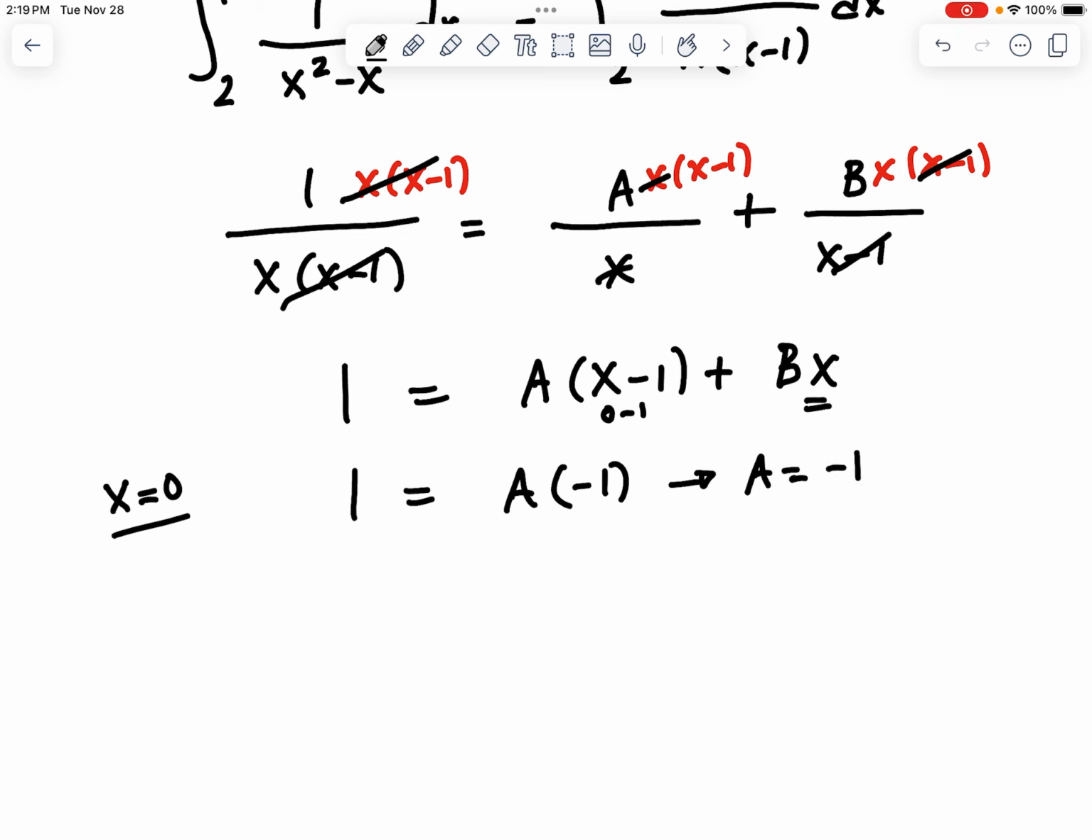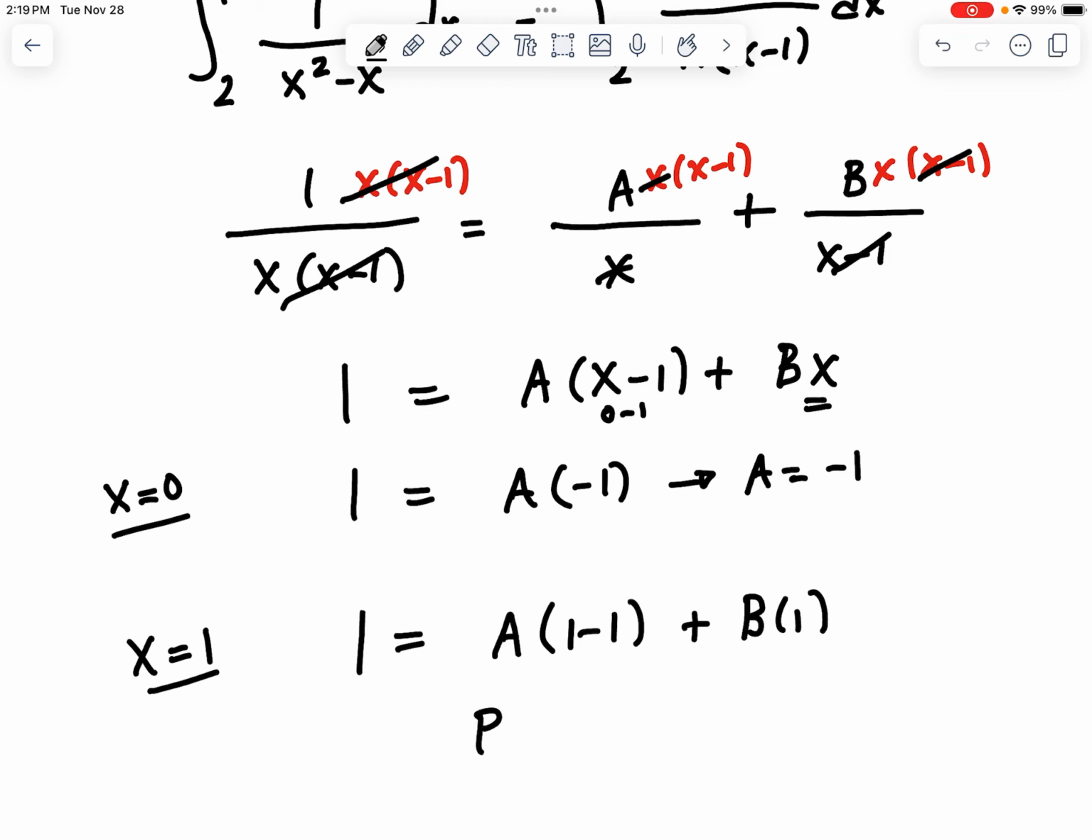And then go back to that equation and substitute, let's say x equals 1. Then we would have a times 1 minus 1, and then we would have b times 1. So once we simplify that, that tells us that b is equal to 1.